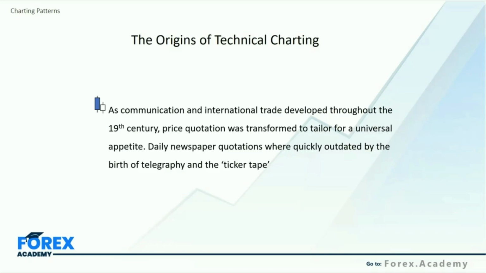And the ordinary investor could look at those newspapers trying to get a technical idea of where the markets are in their own head. But obviously, as time moves on, that was quickly outdated by the birth of telegraphy. So if you're aware of the telegraph machine, that formulated on to the ticker tape, where traders can look at a printing of ticker tape for instant price action on the commodity or asset they're looking to trade.